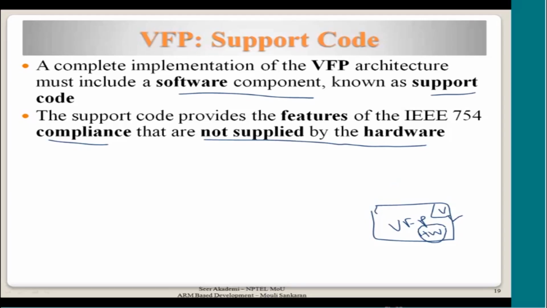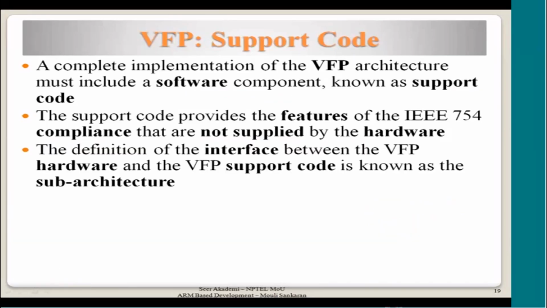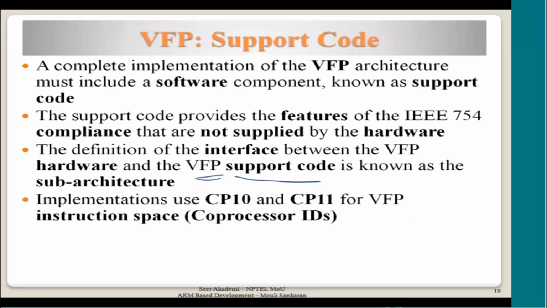If the application warrants that, the handling of those things can be given to software or hardware. So it is actually an implementation choice whether the handling of a particular thing is done by hardware or software. But if it has to be done by software, it has to be provided by the VFP vendor as support code, which is called the sub architecture. The definition of the interface between the vector floating point processor hardware and the support code is known as the sub architecture. This is the definition of support code.